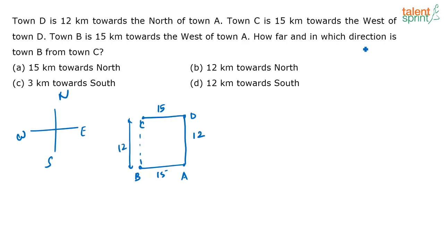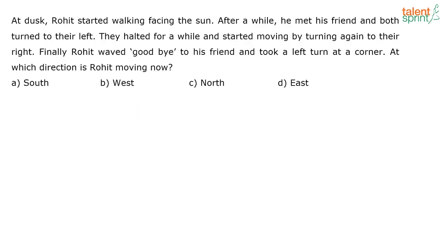Now next, how far and in which direction is town B from town C? So with respect to town C, in which direction is town B? When you look from C, B is in this direction, or B is towards the south. So the answer that we are looking for is 12 kilometers towards the south. B is in the south direction with respect to C. So option D. Next one.